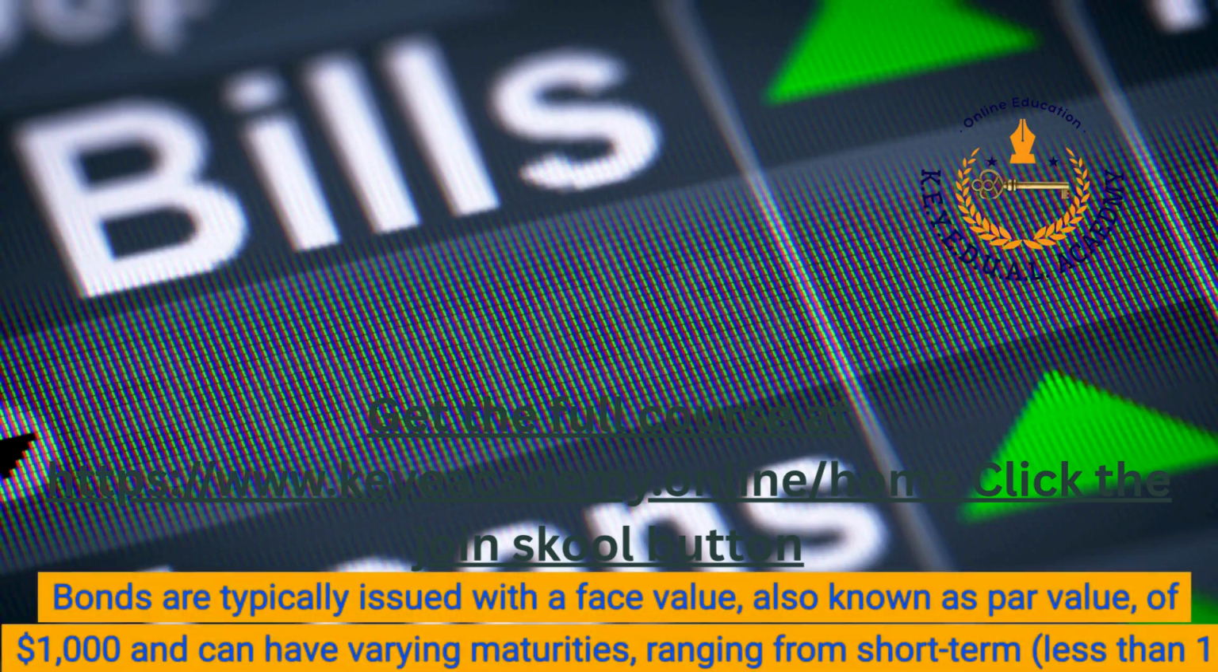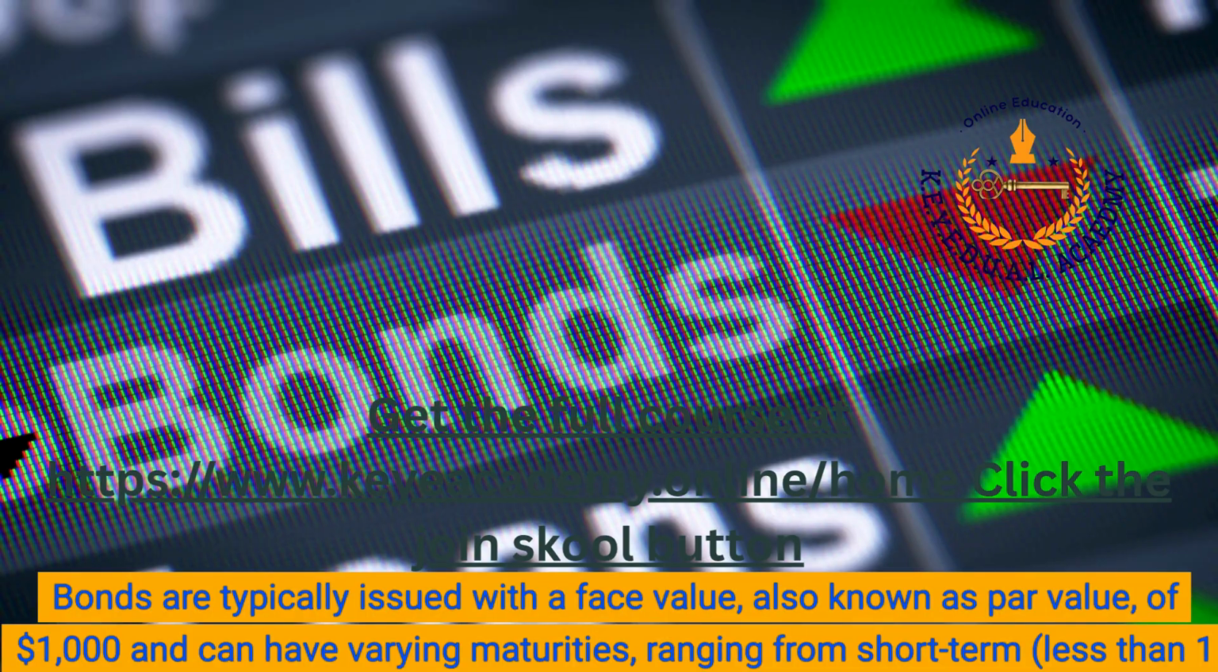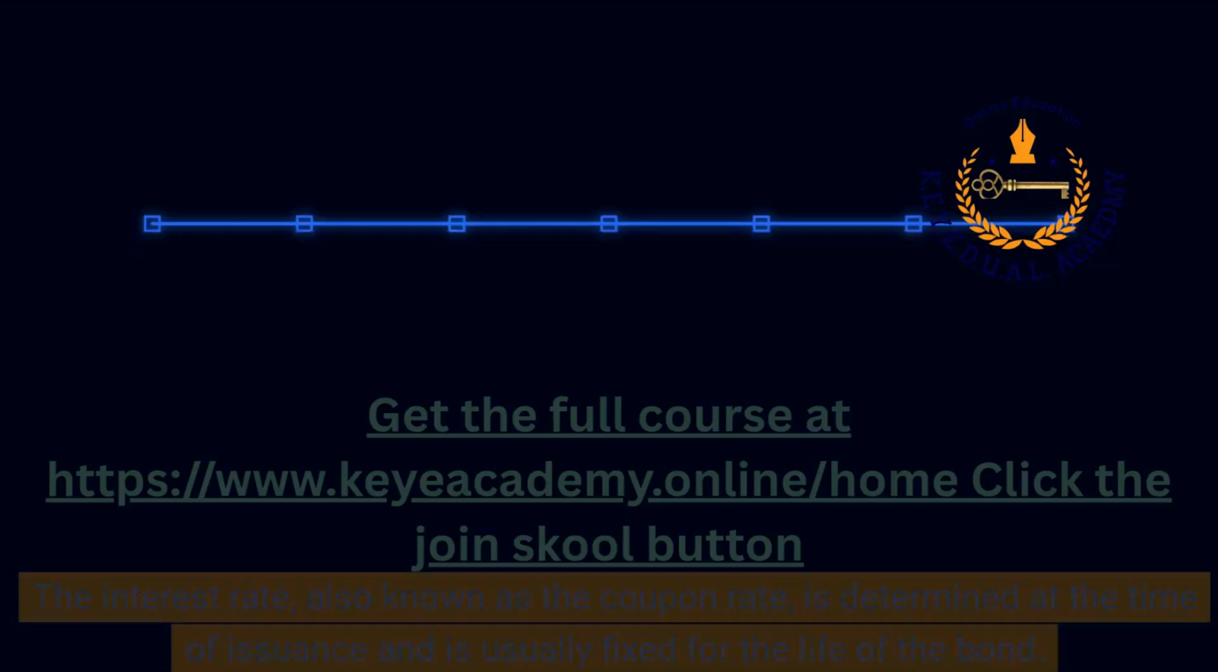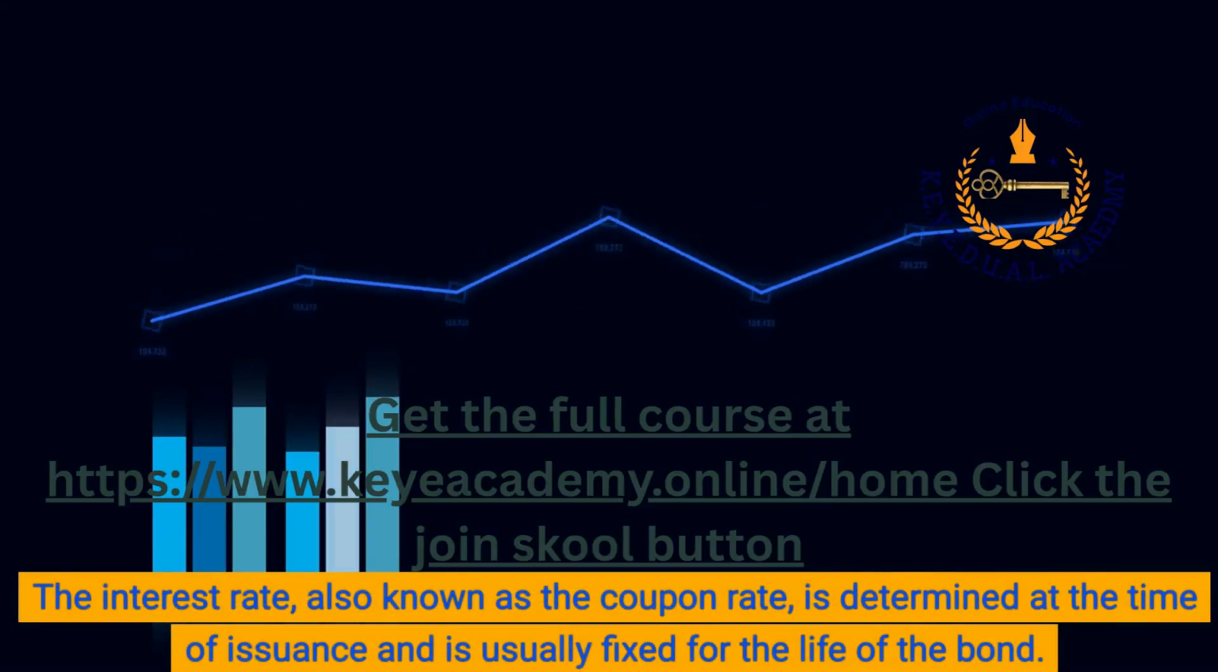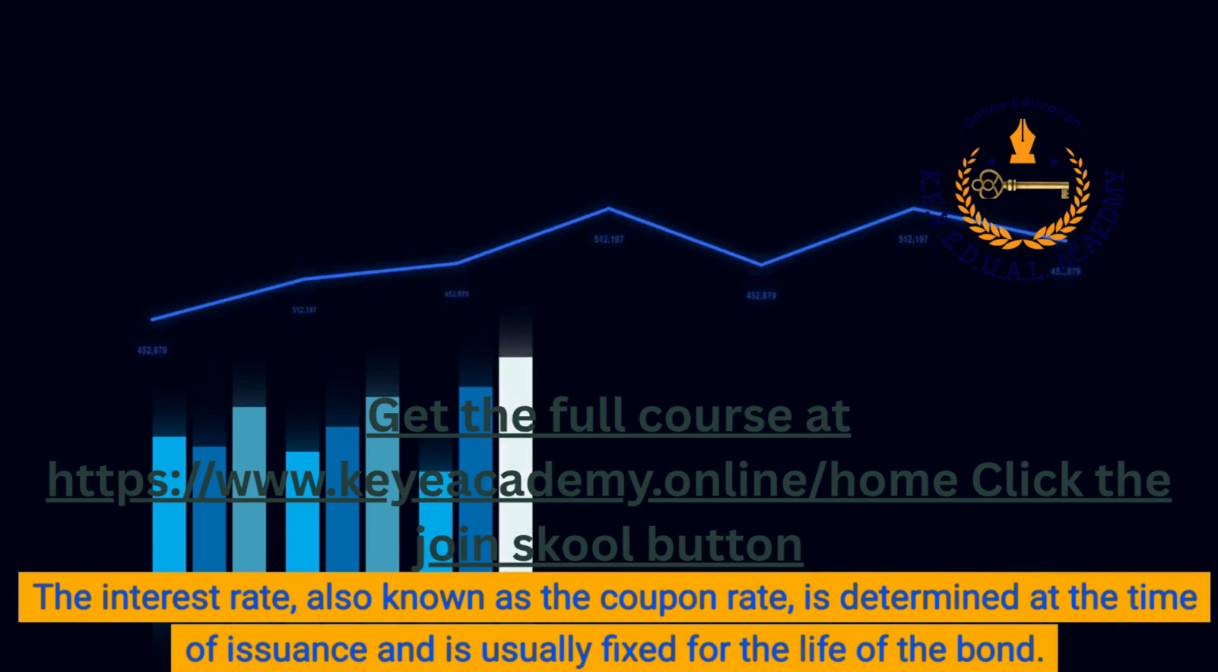Bonds are typically issued with a face value, also known as par value, of $1,000 and can have varying maturities ranging from short-term, less than 1 year, to long-term, up to 30 years. The interest rate, also known as the coupon rate, is determined at the time of issuance and is usually fixed for the life of the bond.